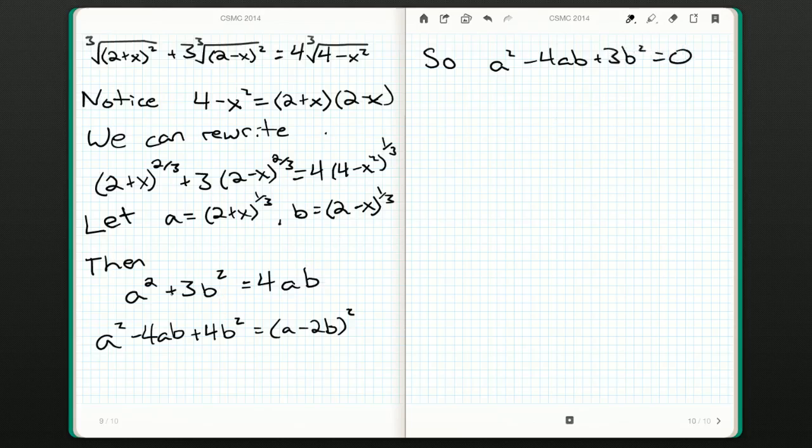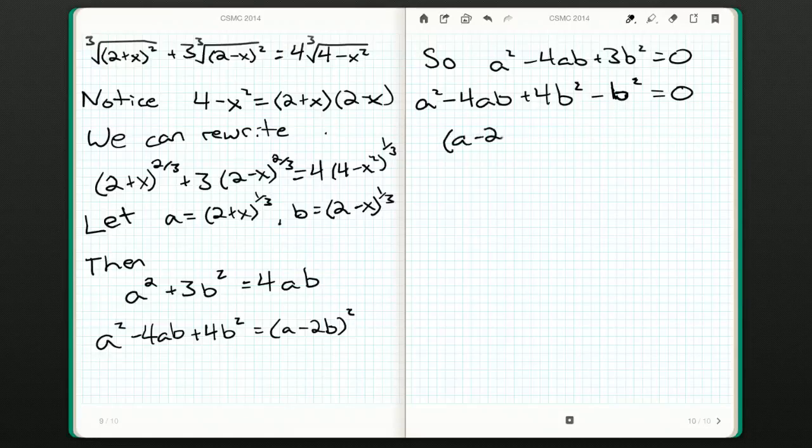So we rearrange this equation here. We're trying to fit it into this. Well, we don't have enough b squareds. What we can do is add and subtract 1. So we added a b squared onto here so that we get this relationship. We subtracted off a b squared to keep everything balanced. Okay. So then a minus 2b squared minus b squared is equal to 0. Or we can say a minus 2b squared is equal to b squared.